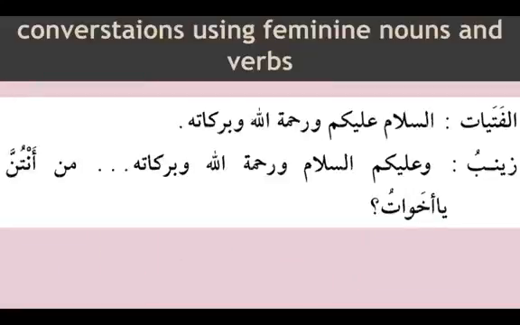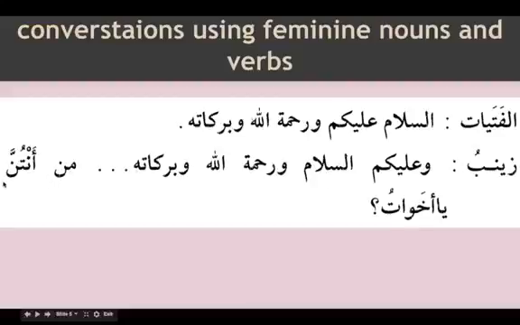Coming to the conversation, here we have al-fatayatu. Fatayatu is plural of fatatun, meaning young lady, so al-fatayatu means the young ladies. The young ladies are saying assalamu alaikum wa rahmatullahi wa barakatuhu. Zainab, who is being addressed, replies wa alaikum assalam wa rahmatullahi wa barakatuhu. We analyzed this salutation in our previous session: it is mudaf, mudaf ilayhi, mubtada muakhar, and khabar muqaddam.